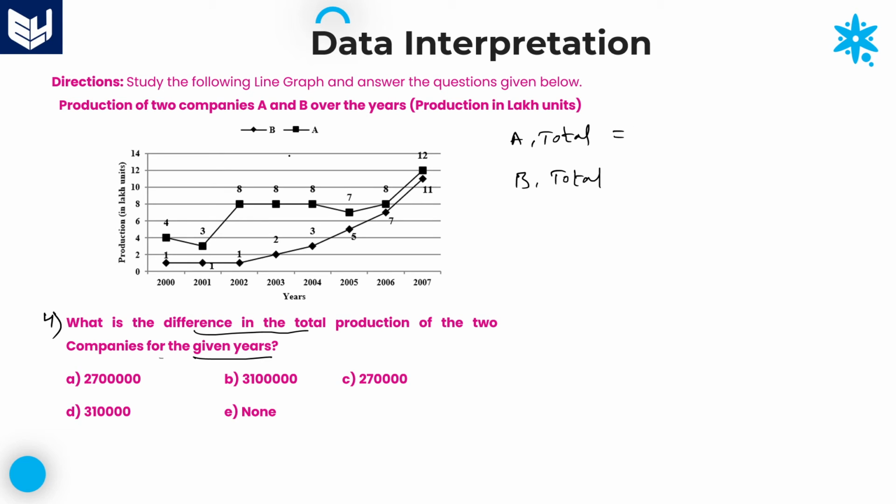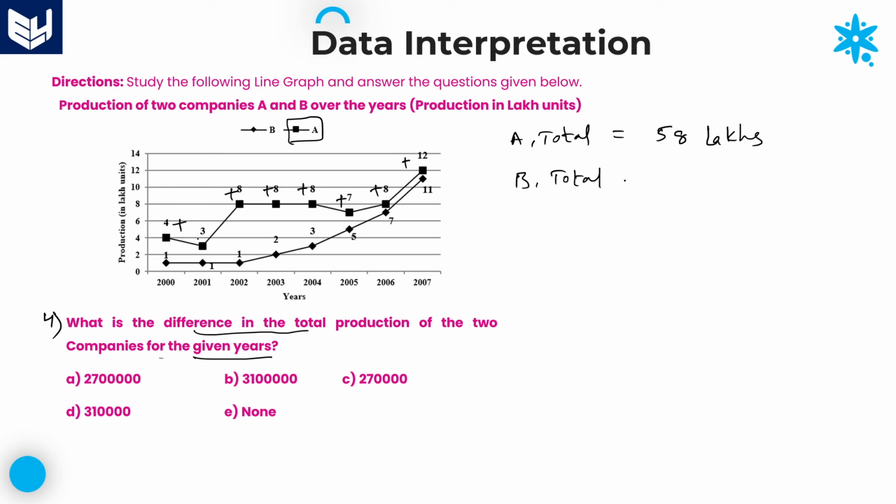A total. A is the square shape. Here 4 plus 3, 7. 7 plus 8, 15. 15 plus 8, 23. 23 plus 8, 31. 31 plus 7, 38. 38 plus 8, 46. 46 plus 12, 58. Therefore, the total production of company A is 58 lakhs.